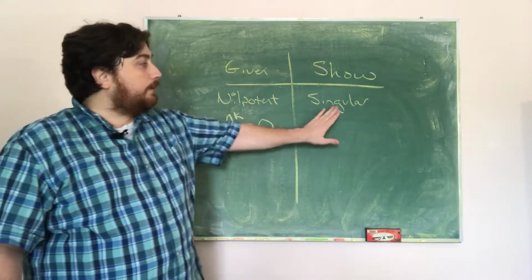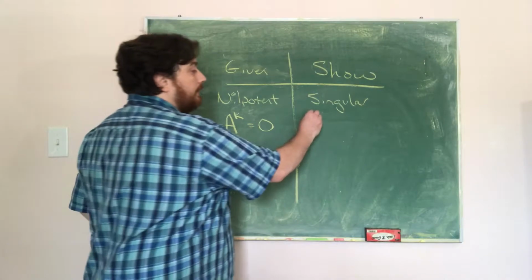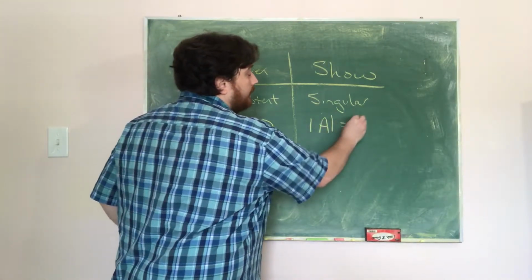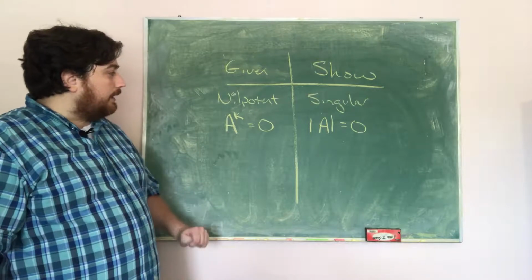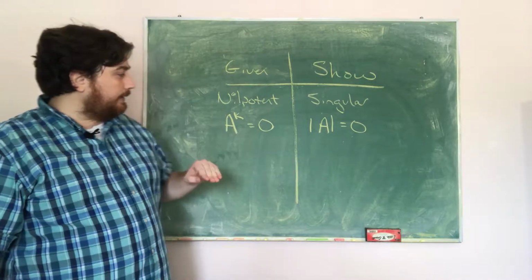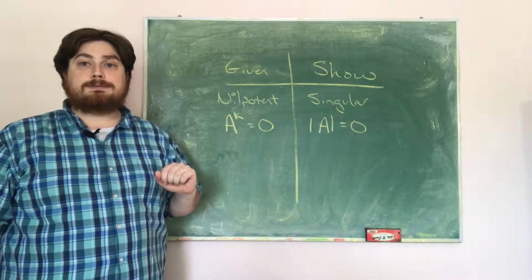Now, if we want to show that it's singular, we said that a matrix was singular if the determinant of A was equal to 0. So somehow we want to show that the determinant of A is equal to 0 if A to the k is equal to the 0 matrix.